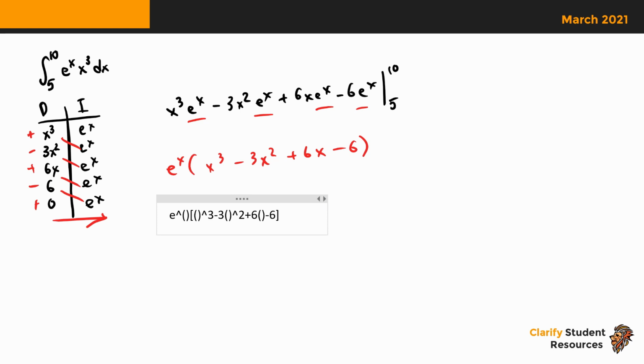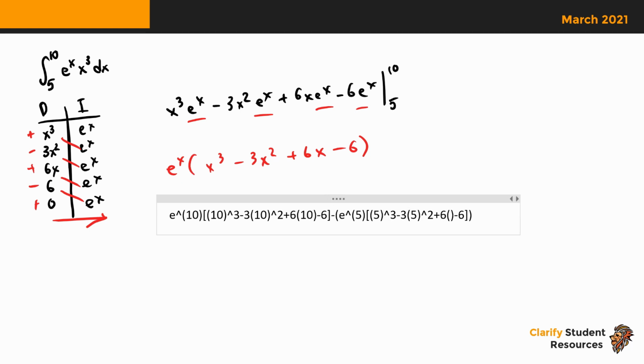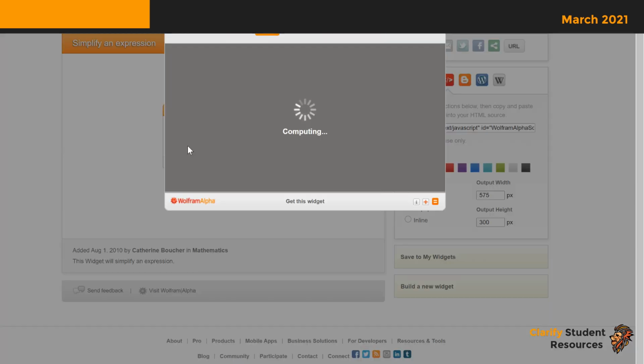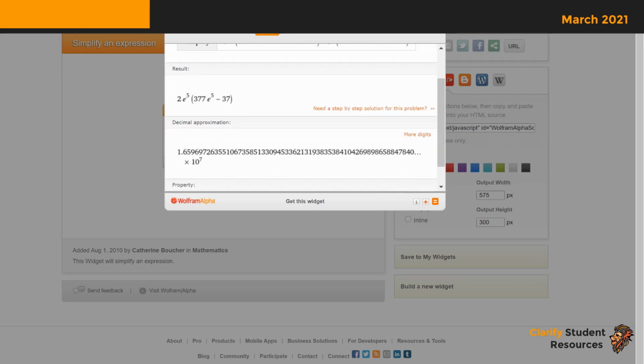So I'm going to copy it, and then I'm going to plug in my limits, which is going to be 10. And then now all I have to do is subtract off the lower limit. So I'm going to paste, and I'm going to put in 5 for the lower limit. And then now this whole expression should be able to be evaluated. I'm going to copy and paste it. Normally at this point you would plug it into the WeBWorK, and then plug it in. And then this is the answer you should get.